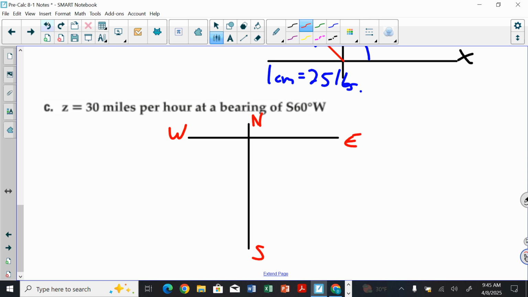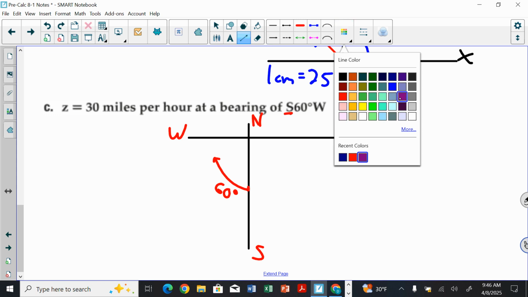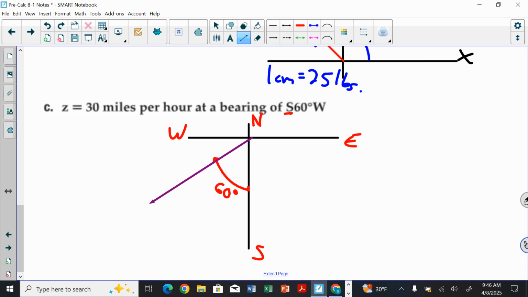So 60 degrees west of south. What that tells me is I'm taking it from the south line, right? The south, and I'm going 60 degrees from the south line to the west. So when I use my protractor, this is going to be my 0 here, and I'm swinging it 60 degrees this way. Okay, 60 degrees that way. Because I'm starting at the south line, I'm going 60 degrees to the west. All right, and then my vector can be here through that.